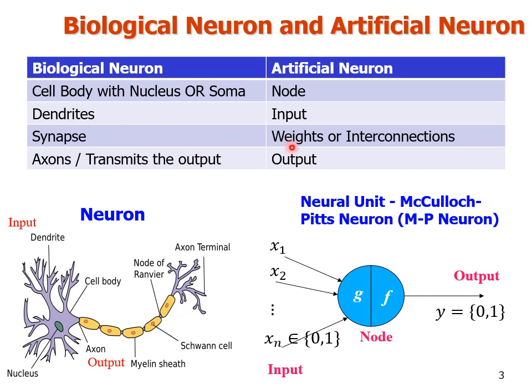Equivalently, in artificial neurons we have weights or interconnections. In case of MP neuron, we have similar importance for all the inputs. So weights are associated with value 1 and hence those are not depicted in this figure. In biological neurons we have the axons. These are actually transmitting the outputs, whereas in artificial neurons we have the output denoted here as Y.